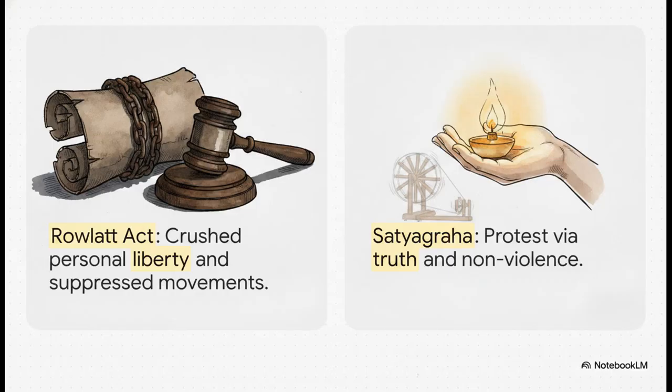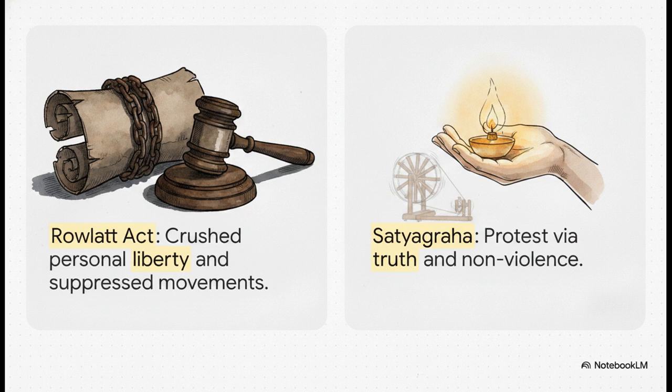So the British saw all this anger bubbling up and they panicked. In 1919, they passed the Rowlatt Act. This was a deeply oppressive law designed specifically to crush personal liberty and squash any budding national movement. But, as you can guess, this act was a massive catalyst for resistance. Mahatma Gandhi, who had just returned to India in 1915, stepped up to lead, and he launched his Satyagraha movements.